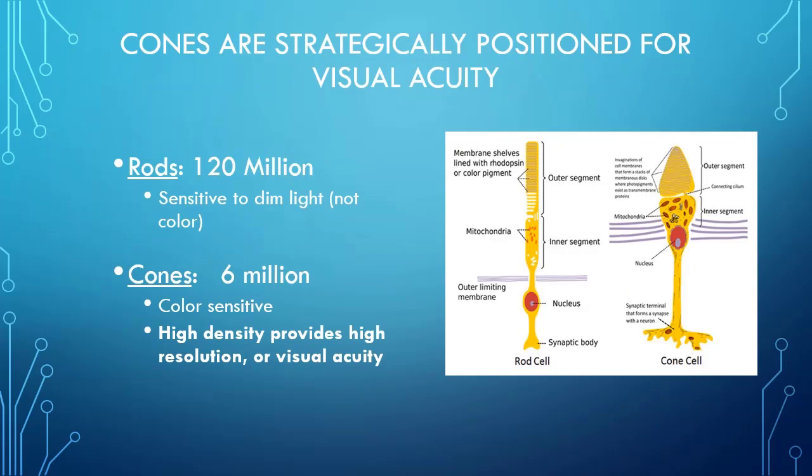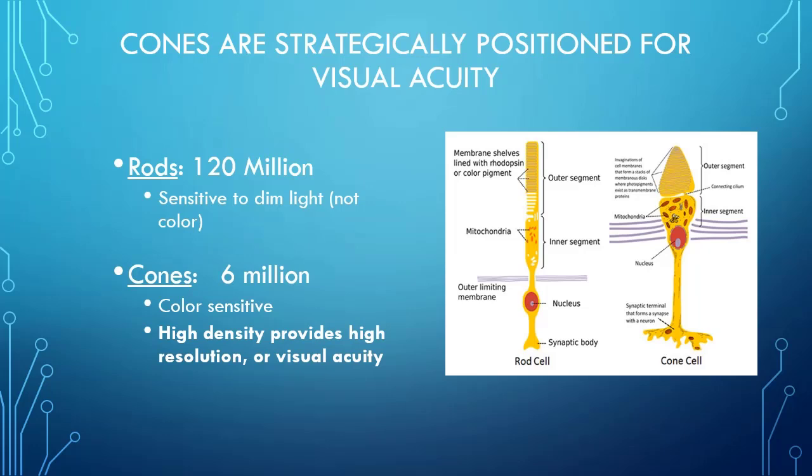Something you may not know, because I think probably most of you have heard of rods and cones, is that rods, which are actually the ones that are sensitive to dim light and provide colorless information, actually outnumber the cones. So there's about 120 million rods in your retina and only about 6 million cones. And in spite of this, somehow the cones provide really high resolution information.